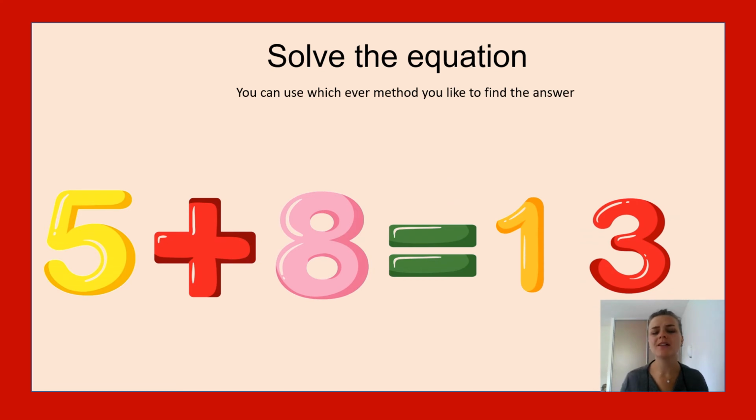Solving the equation. There's lots of different ways you can use to solve an equation, and you are allowed to use whichever methods work for you. Whether it's a number line, it's drawing things, counting groups all together, you can use whatever works. So we can see that we have 5 plus 8 equals 13. We have now solved the equation.